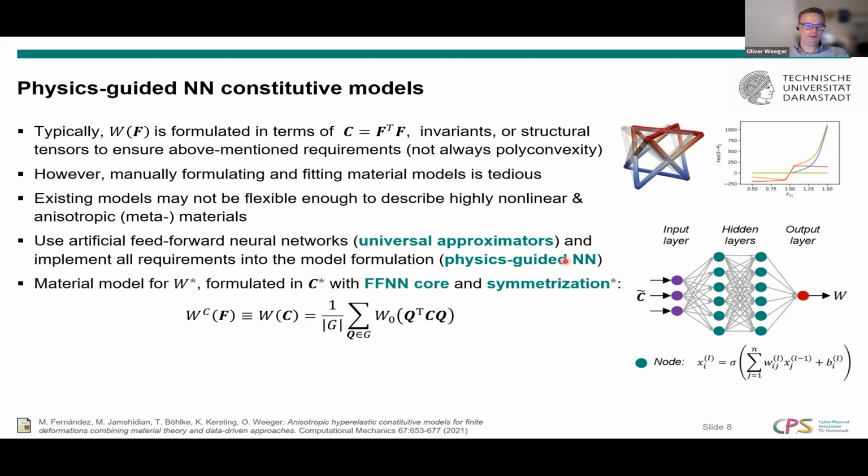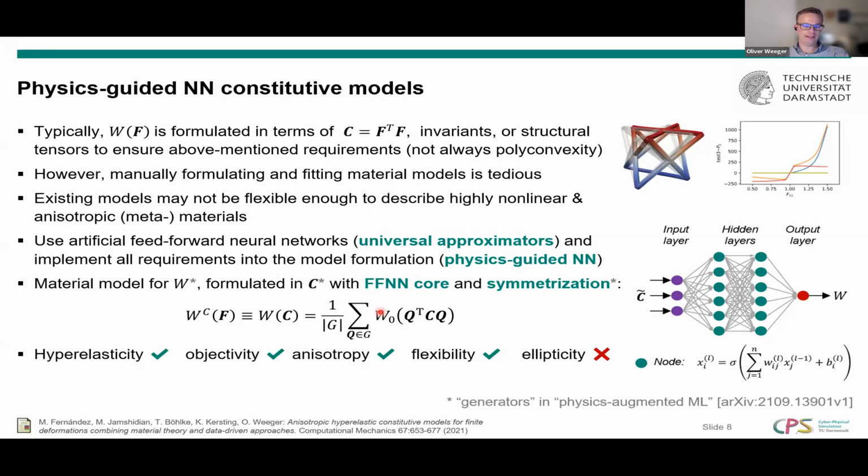The first idea that we came up with is that we formulate the strain energy density W using a neural network. The neural network here is going to be the W naught over here, where we take as an input the right Cauchy-Green tensor, because that gives us objectivity. And we formulate around this neural network W naught a symmetrization operation that basically guarantees us the correct material symmetry. In this way, we get a hyperelastic constitutive model that is objective, that has the right material symmetry, anisotropy, that has the flexibility that comes from using neural networks, but in this case, it does not fulfill the ellipticity.